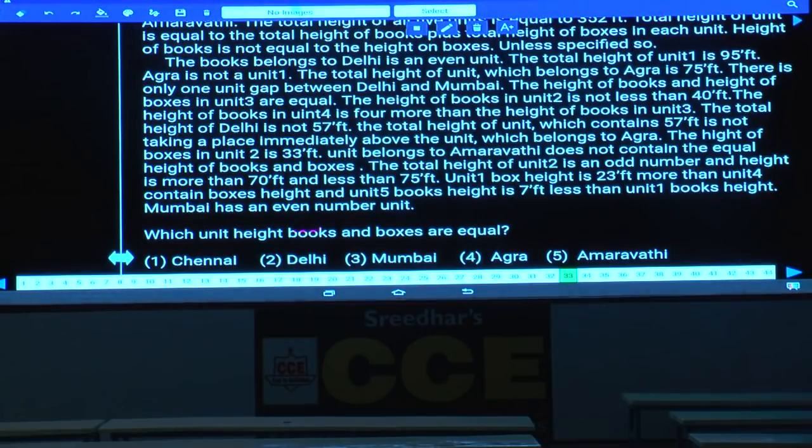Anything else, any other number given here? If one more number is there, then we can determine the other number as well, because the total must be equal to 352. Then, yes, 57 is there.